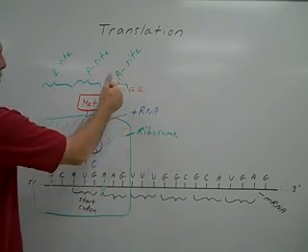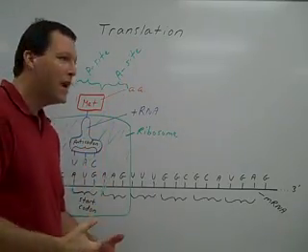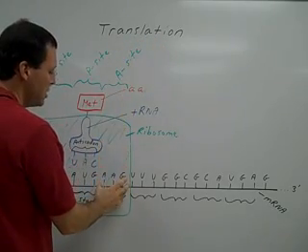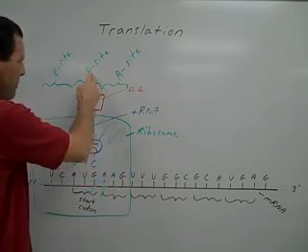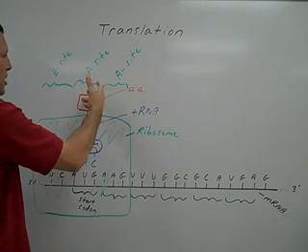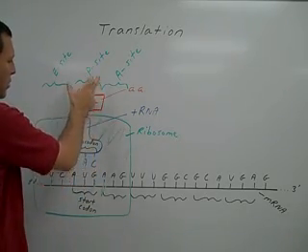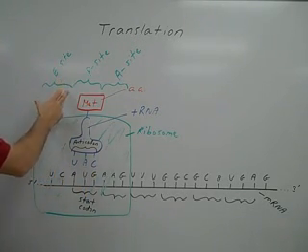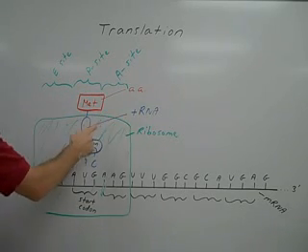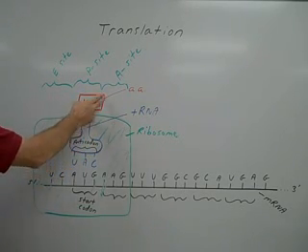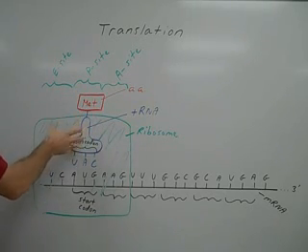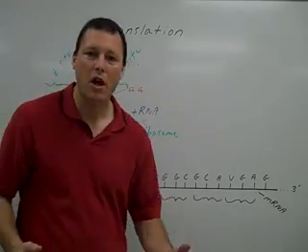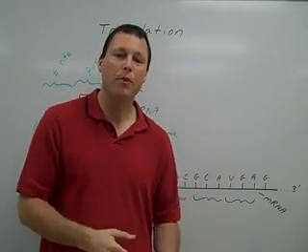The first groove here is referred to as the A site, and the A site is where the next incoming transfer RNA with its attached amino acid is going to come in. The P site represents the protein site. This is where the growing protein is going to be made. And then we have the E site here. E stands for exit. So once the transfer RNA molecule gives up its amino acid to the growing protein, that empty transfer RNA will then exit this E site, go out into the cytoplasm, and attach to another amino acid.